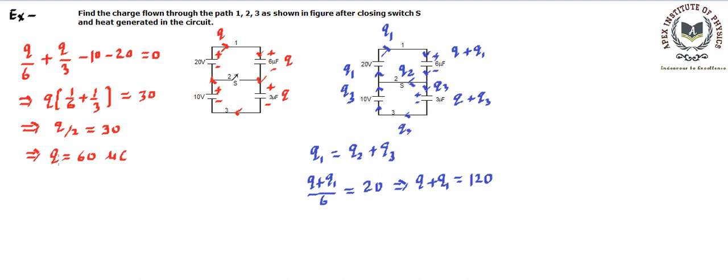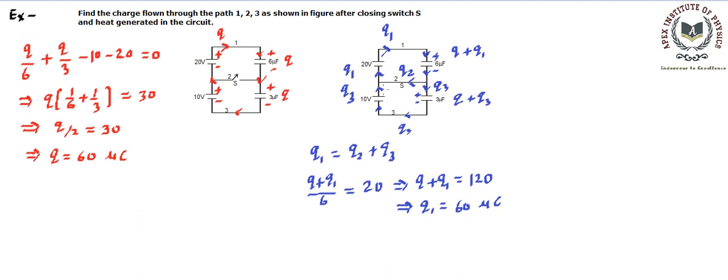Now since we know the value of Q, so putting the value of Q from here, we will be able to find out the value of Q1. So the value of Q1 will be equal to 120 minus 60. That's going to be 60 microcoulomb. And since it is positive, that means from branch 1, which is shown over here, 60 microcoulomb charge will be flowing, and it will be flowing from left to right as shown in the figure.